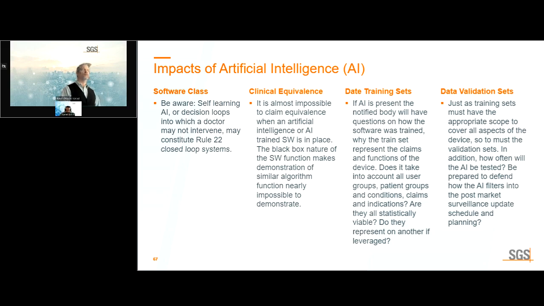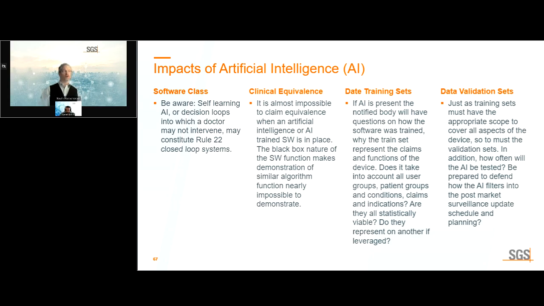Equivalence is almost impossible once an artificial intelligence is present. The exact same software trained on the exact same data set with the exact same validation runs will not be the exact same software, even if you use the same training model. Therefore, equivalence is almost off the table once AI is present.